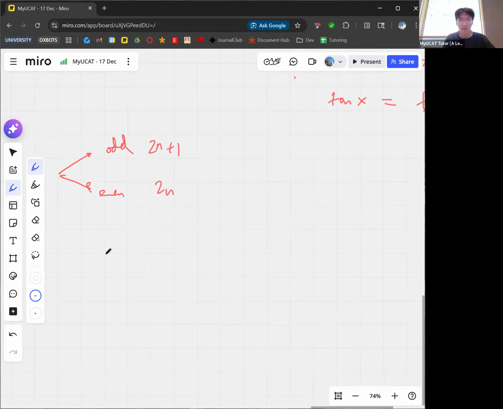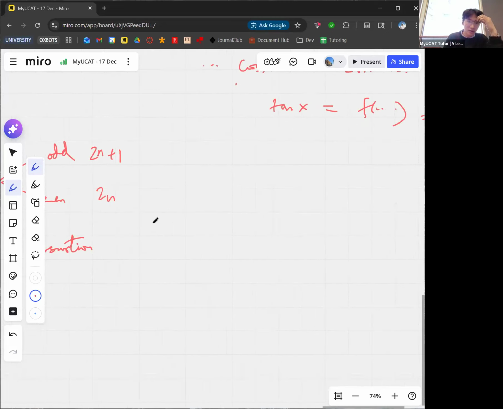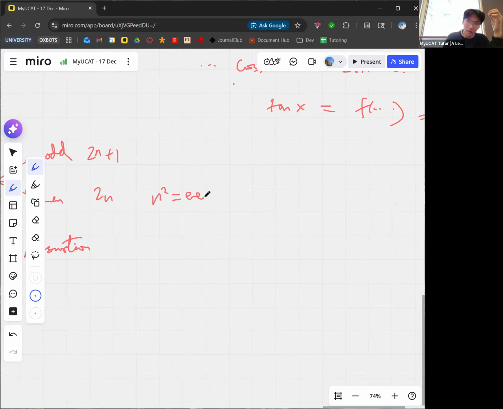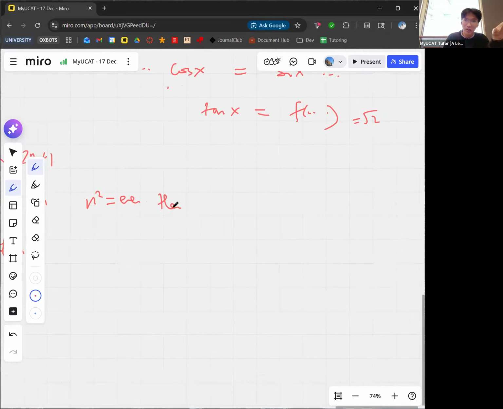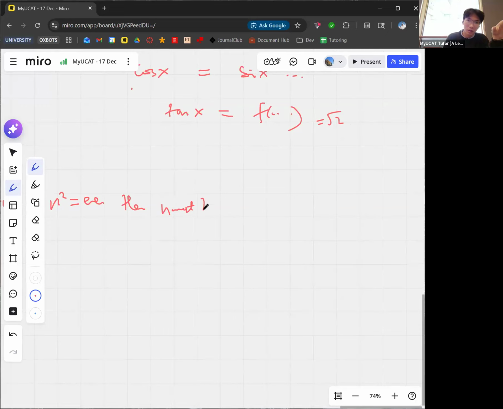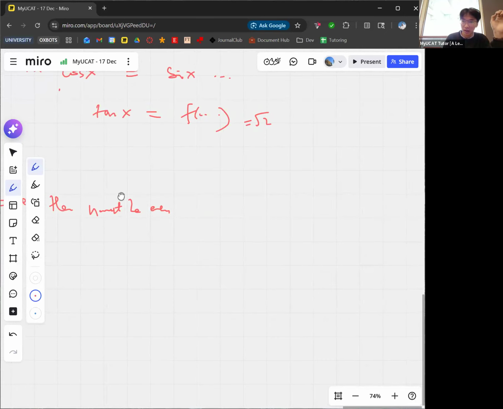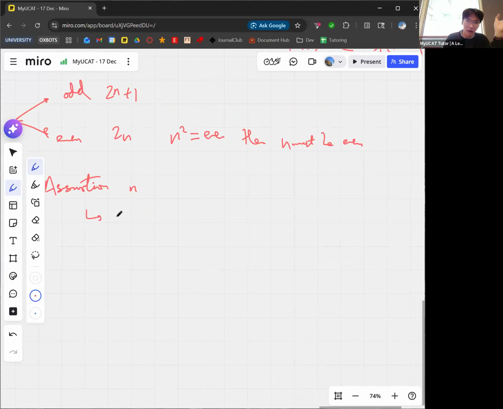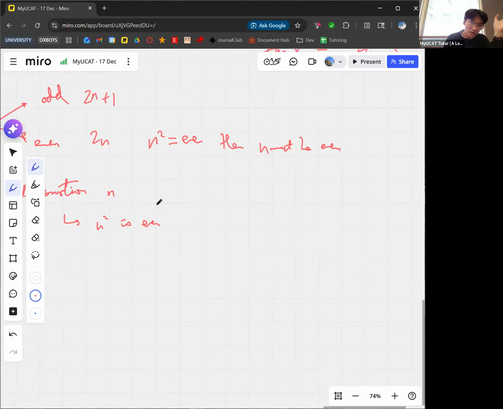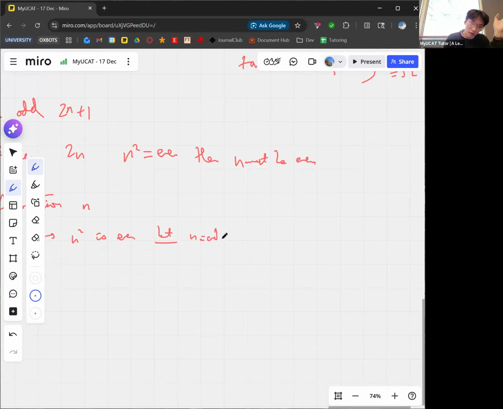So then you can just think, okay, so if n squared is even, or okay, so for contradiction, it's just the step. You have your assumption, and then you can prove that wrong. So let's prove this one. Prove by contradiction that if n squared is even, then n must be even. So what you want to do is assume that there exists a number n such that n squared is even, but n is odd, right?